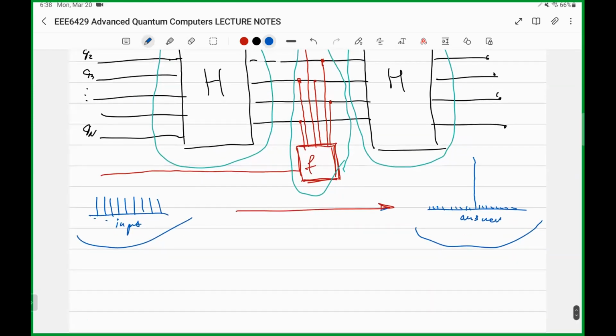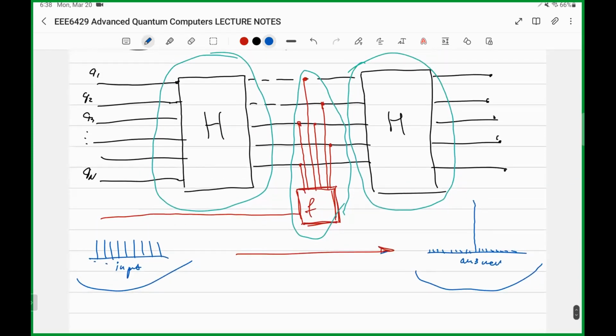All right, do you have any questions on this part? I have a question. If I'm giving the input to the Hadamard gate, for example, n qubits, the output of the Hadamard gate should be 2 to the power n, right? Means we should have all the states at the output.